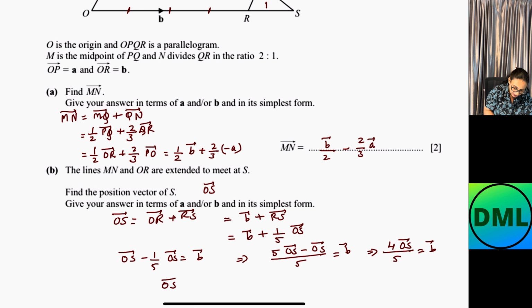I need to calculate OS vector, which will be written as, do the cross multiplication here. That will be written as 5B/4. That will be my answer.